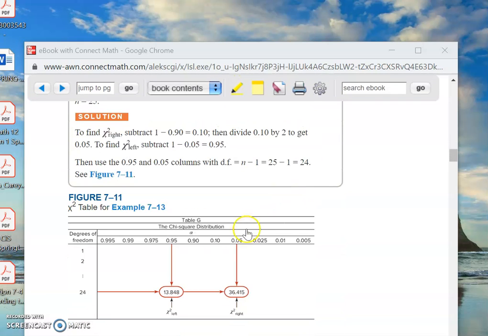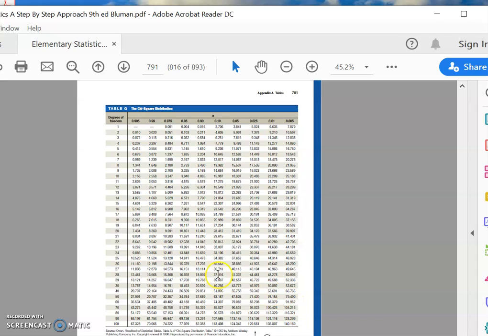And it is so that my column is going to be right here, the 95%. My row is going to be the same degree of freedom as before. That's 13.848. So 24 is my row, and I want 0.95. Is that it right there?